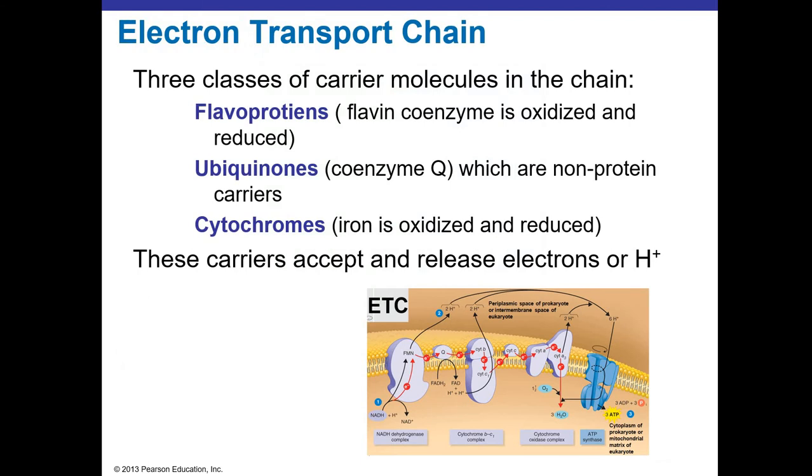The electron transport chain is made up of three classes of carrier molecules. You have flavoproteins. The first one in the chain there is the FMN, which is flavin mononucleotide. The flavin is a coenzyme that is oxidized and reduced. We also have ubiquinones. In the chain, we see coenzyme Q, which is a non-protein carrier. And then the rest of the chain is made up of a variety of cytochromes. Cytochromes use iron that is oxidized and reduced.